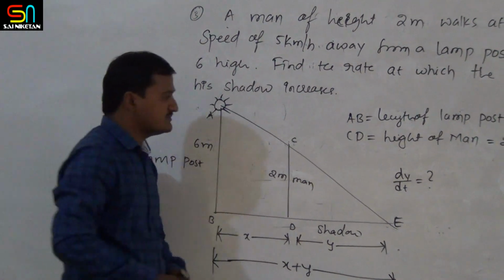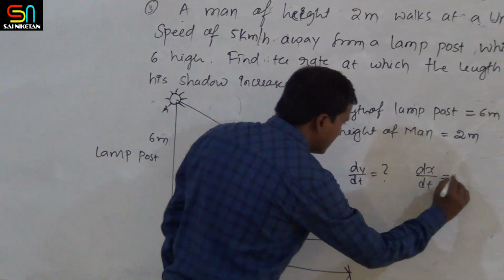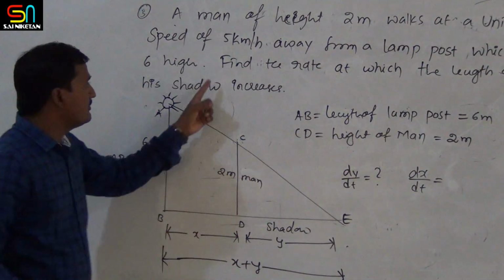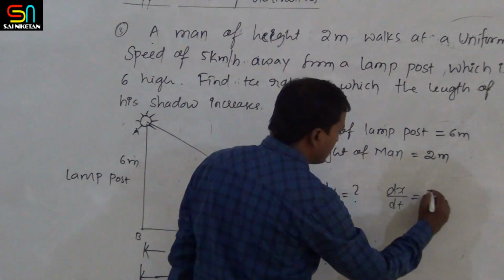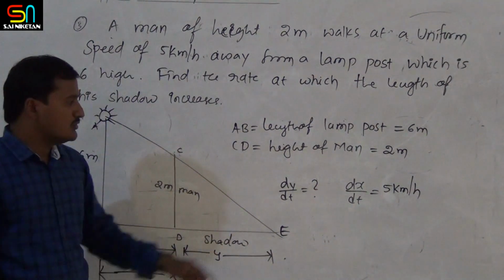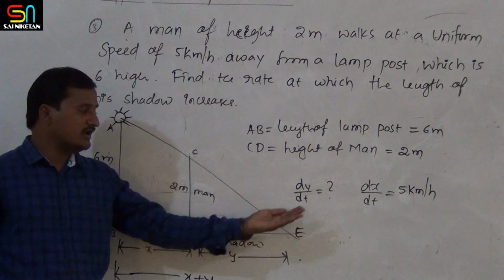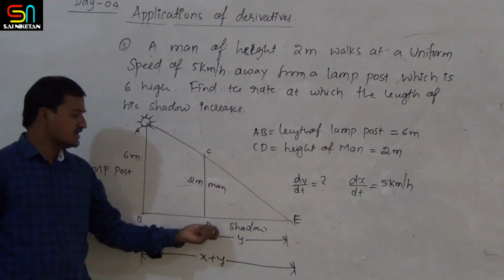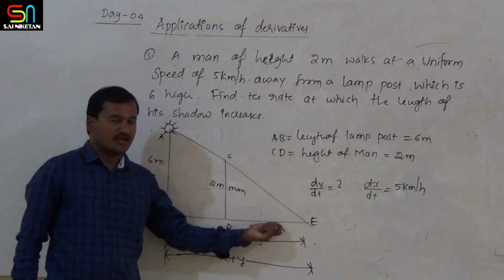So this is x. What have they given? They have given dx by dt. The value of dx by dt is equal to 5 kilometer per hour. So by using all this we have to find dy by dt. What does dy by dt represent? It represents the increase in the shadow of the man.